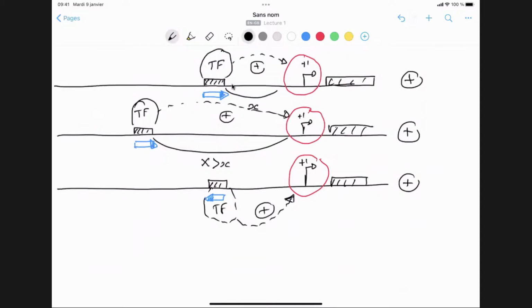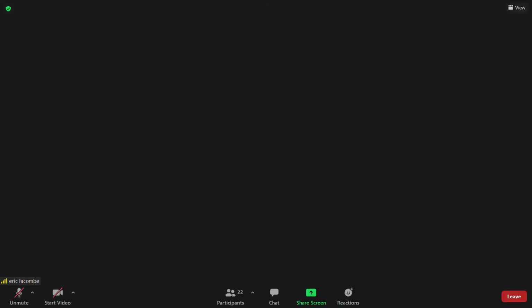So, as a general rule, the distance doesn't matter and the orientation doesn't matter. So that's theory. But in practical, there is something that has been modelized.